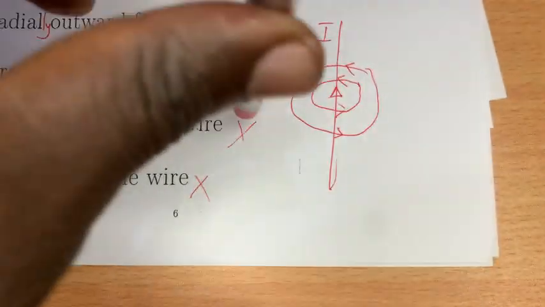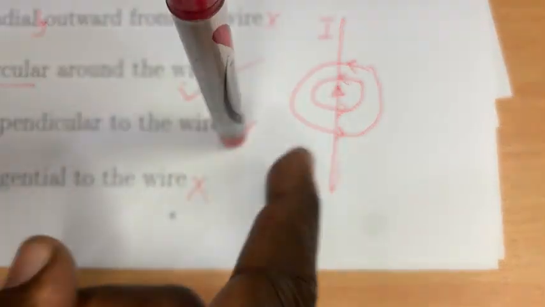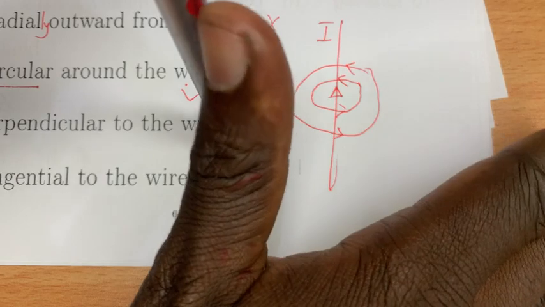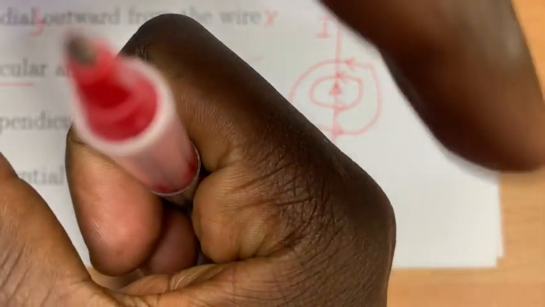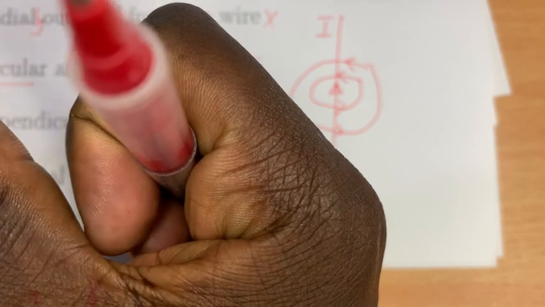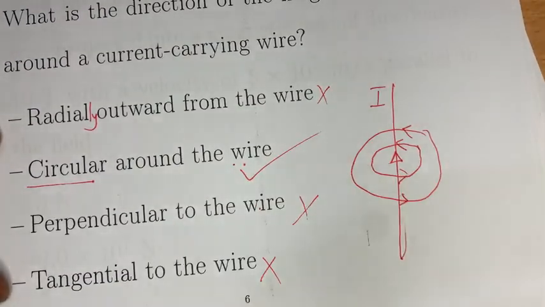Let's say the current is flowing through here. This is my wire, and then my thumb should be in this direction. Then I curl my finger like this. You see? This is the direction of the current, and then this will give me the direction of the magnetic field. So it is circular. This is the correct option.